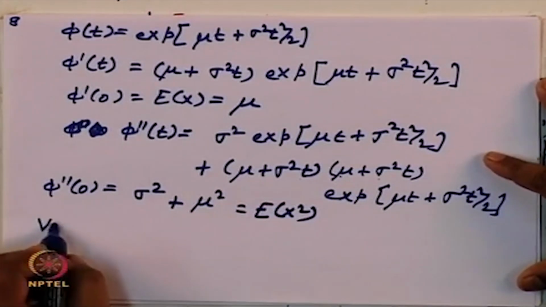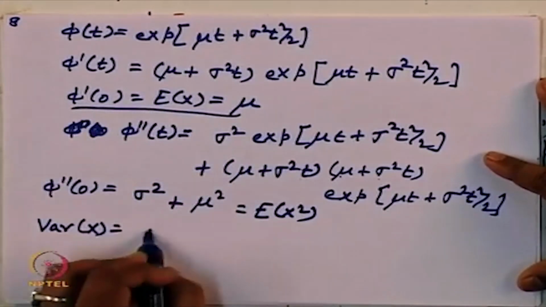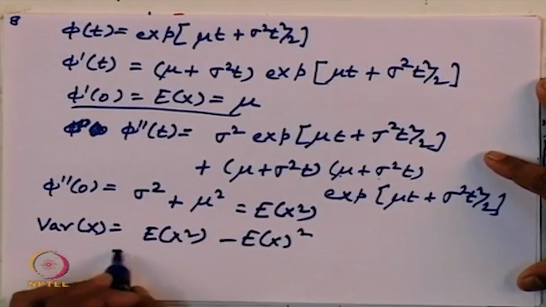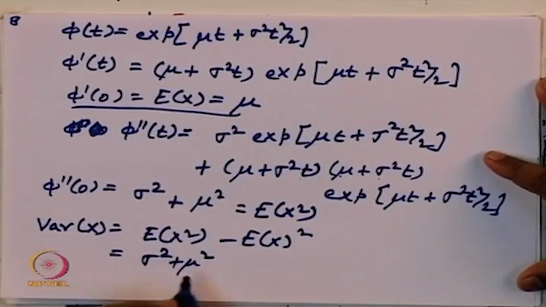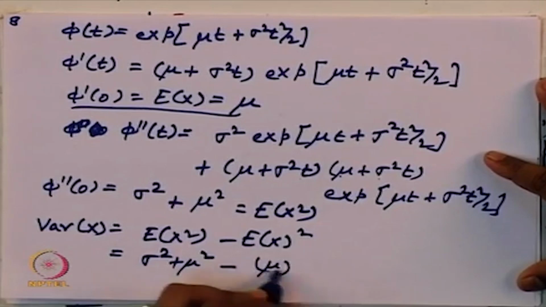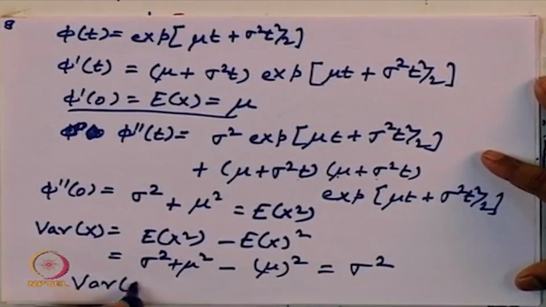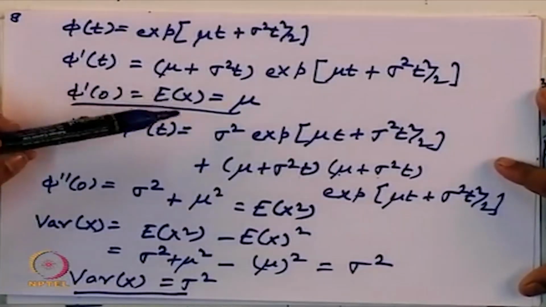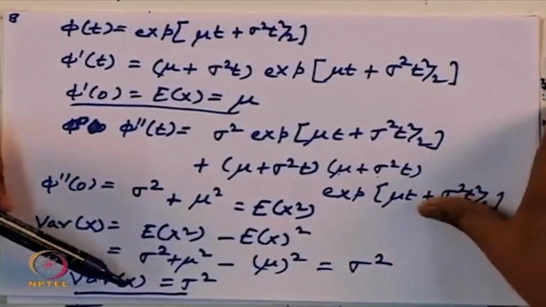So variance of x, which we have already obtained, is nothing but e of x square minus ex whole square, which is equal to sigma square plus mu square minus mu whole square, nothing but sigma square. So you get variance of x is nothing but sigma square. So for a normal distribution, the mean is equal to mu and the variance is equal to sigma square.